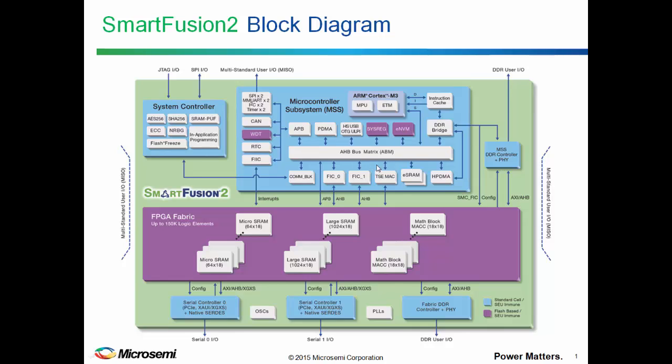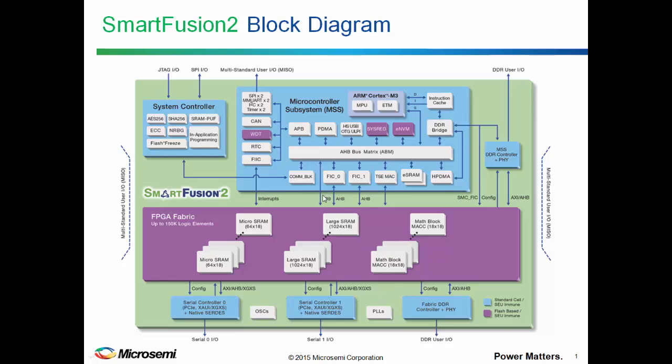We have something called the AHB bus matrix. And the AHB bus matrix is not quite a fully populated cross-point switch. But what it does is it allows up to 7 masters to access the peripherals. So one of the masters is the Cortex. We have DMAs that are masters. We can have masters in the fabric.